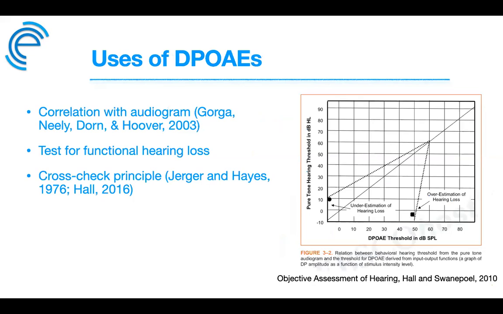Okay, so on the use of DPOAEs, there have been a few studies trying to show the correlation between the audiogram and the DPOAEs. As you can see here in the diagram, extracted from the book The Objective Assessment of Hearing, they took data reported by various investigators and made this figure to illustrate the relation of the DPOAE threshold in dB SPL and the behavioral hearing threshold in dB HL. The diagonal line goes from -10 dB to 90 dB for pure tone and DPOAE threshold values, and this indicates an ideal correlation between the two variables.